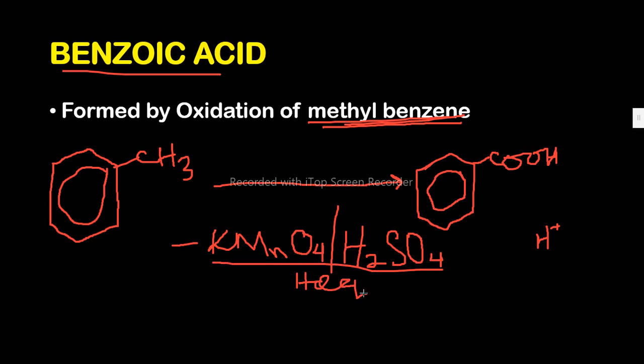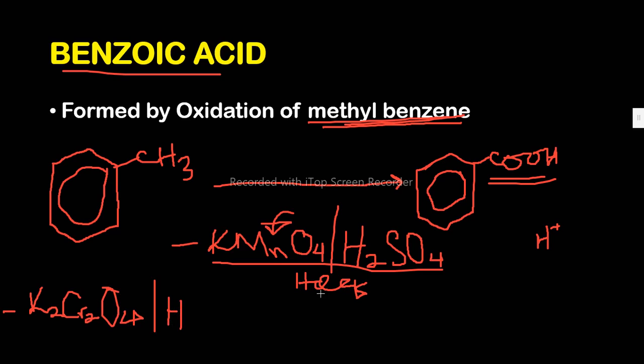Okay? So if you do this, then the methyl group that is here will be oxidized to a carboxyl group. That's one. Number two, if you don't have the potassium permanganate, then you can use potassium dichromate 6. Still acidified, and you still use dilute sulfuric acid.